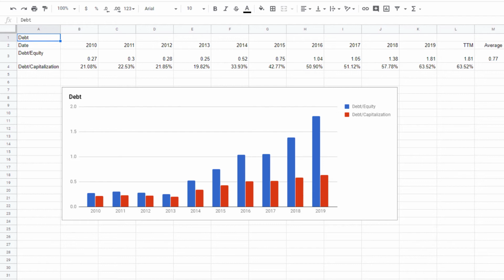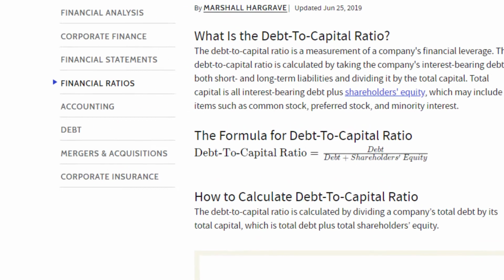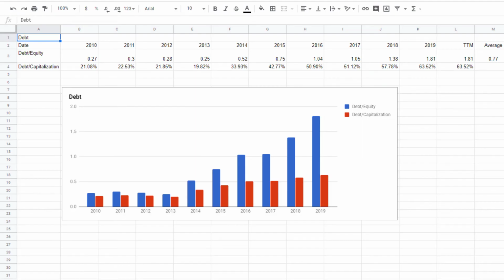A way to look at how much debt a company has is by two ratios. That's the debt to equity ratio and the debt to capitalization ratio. Debt to equity ratio is the debt divided by the shareholders' equity. The debt to capitalization ratio is the debt divided by the debt plus shareholders' equity. And by debt we mean both short and long-term debt in this ratio. A good ratio for debt to equity is around 0.5.